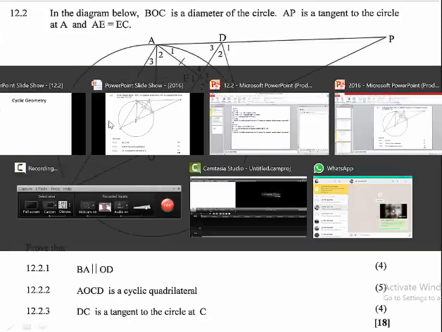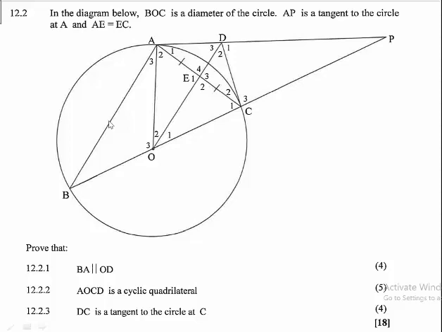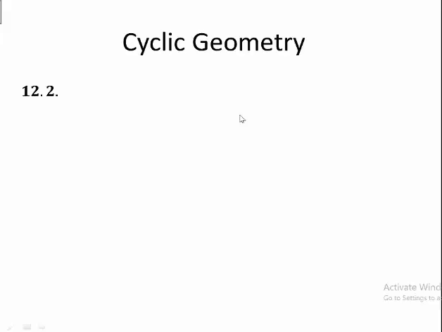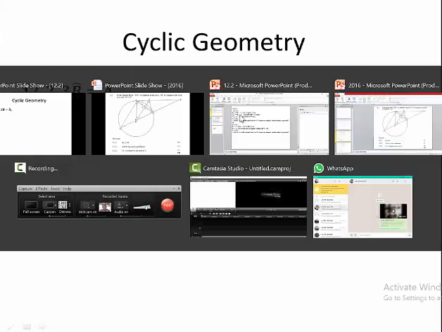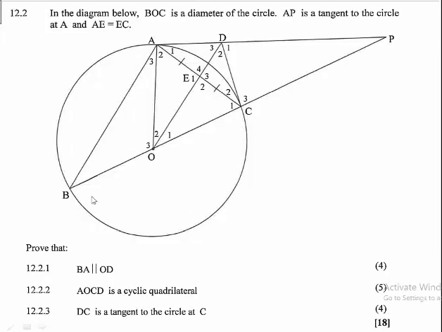So for 12.2.3, let's look at it again. It says DC is a tangent to the circle at C. Now we are asked to prove that DC is a tangent to the circle at C, right? We are going to have to prove that, starting off with a departing point of B equals A3. So this B is equal to what? A3.